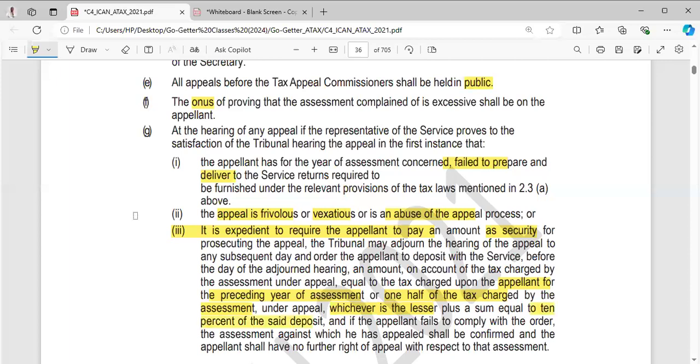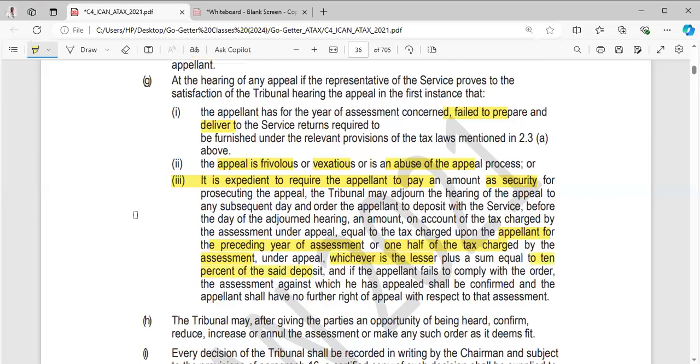And if the appellant fails to comply with this order, the assessment against which he has appealed shall be confirmed, and the appellant shall have no further right of appeal with respect to that assessment. So if he fails to comply with this, he shall forfeit the right of appealing. So this is a very serious thing. If anybody wants to appeal and at the hearing, the FIRS or the respondents prove all of this, right?